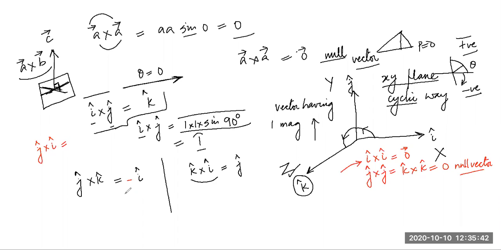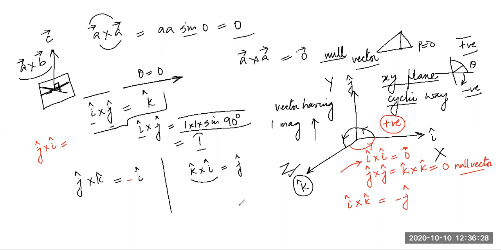Similarly, can you tell other results? Now you go non-cyclic way. First we went cyclic way. The answer was a positive vector. But now we're going non-cyclic. The answer will be negative. Like you can go non-cyclic: j cap cross k cap would be equal to, yes, i cap cross k cap. We're going negative. Minus j cap. Beautiful. Minus j cap.